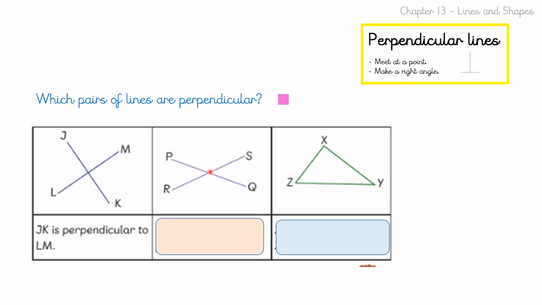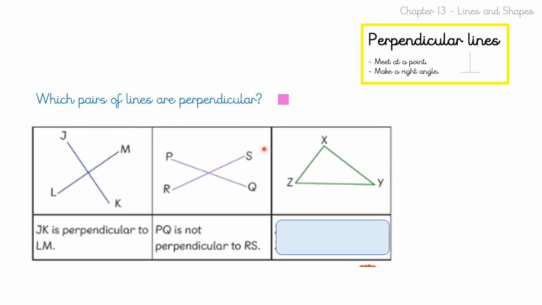No, well done. So we can see an obtuse angle here, an angle that is larger than a right angle, and another one here. And we can also see two acute angles, two angles that are smaller than a right angle. So even though PQ and RS meet at a point, they do not make a right angle, and they have to make a right angle in order to be perpendicular lines. So we can say that PQ is not perpendicular to RS because they do not make a right angle.